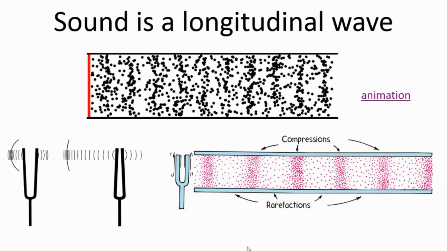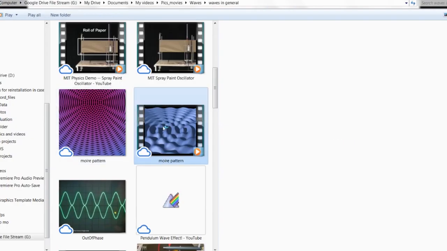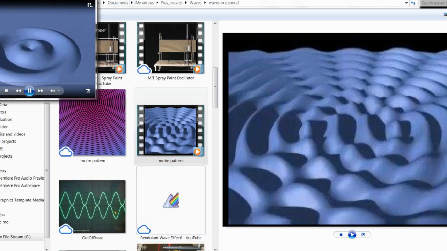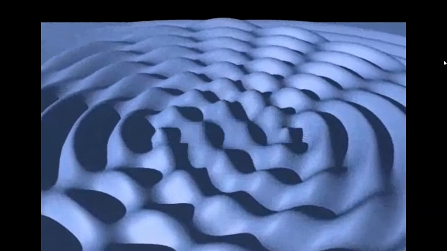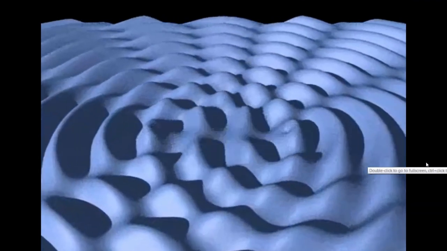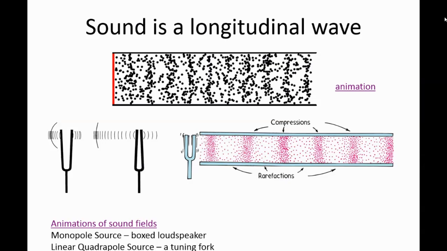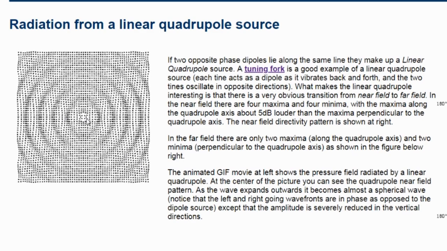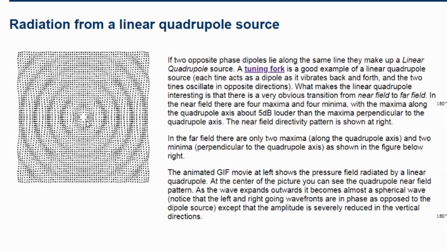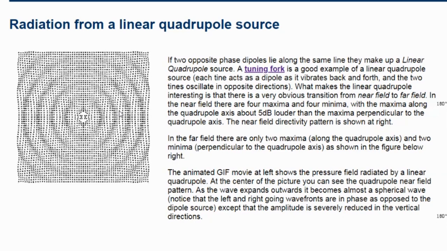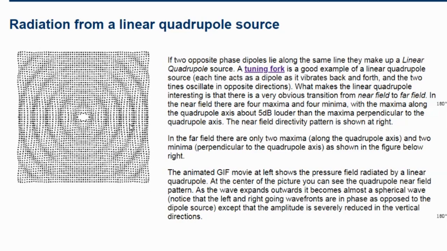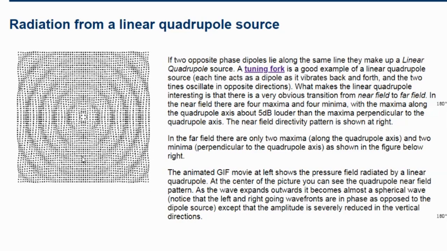Remember how when we talked about interference patterns, we watched this little video here of an interference pattern. Well, we can see what an interference pattern looks like for a tuning fork with this animation right here. You can see that we're looking down on top of the tuning fork. The two tines are vibrating back and forth, and in the space around the tuning fork, this interference pattern is created.